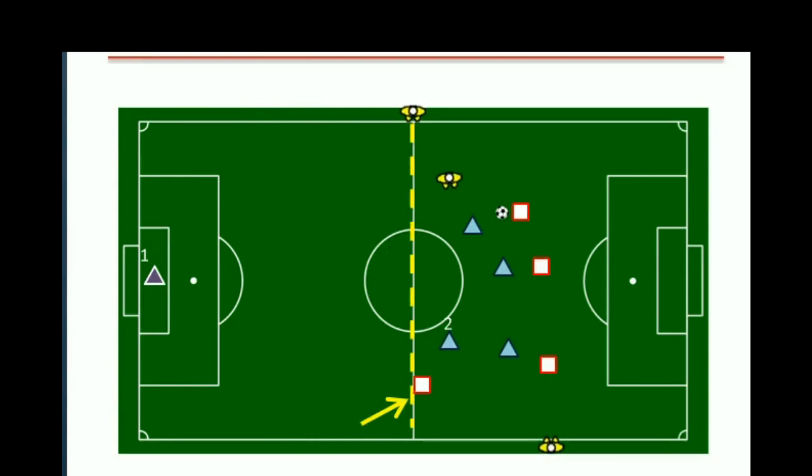Finally, remember the final requirement for offside position is that the attacker has to be in the attacking half of the field. Here we see an attacker ahead of the ball and ahead of the second to last defender, but in his own half of the field, and therefore the attacker is not in offside position.